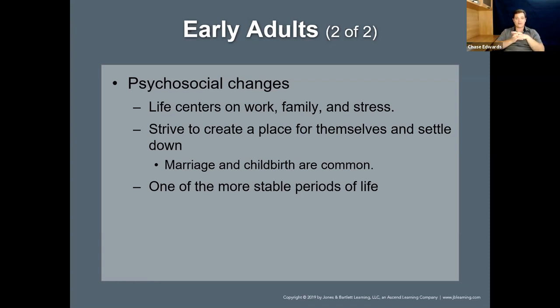As early adults struggle to find stability in their careers, job stress becomes high. Absolutely. Along with the tendency to settle down, there often comes marriage and a family as well. Childbirth is common in this age group. It's the most common in this age group. So despite all of this stress and change, this is one of the more stable periods of life. Generally, fewer psychological problems related to well-being happen at this point.